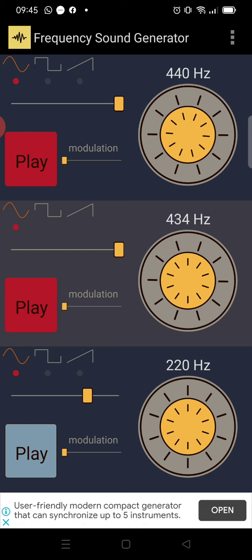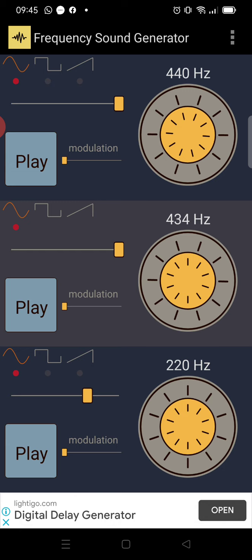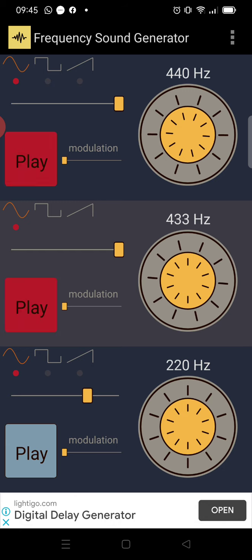1 2 3 4 5 6, 1 2 3 4 5 6, 1 2 3 4 5 6. Yeah, that could be heard. Seven, I think after that the beat becomes too quick. 1 2 3 4 5 6 7, 1 2 3 4 5 6 7.